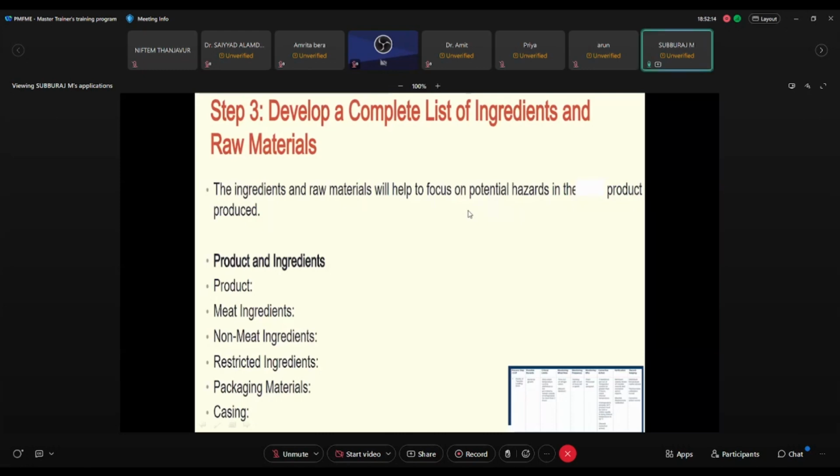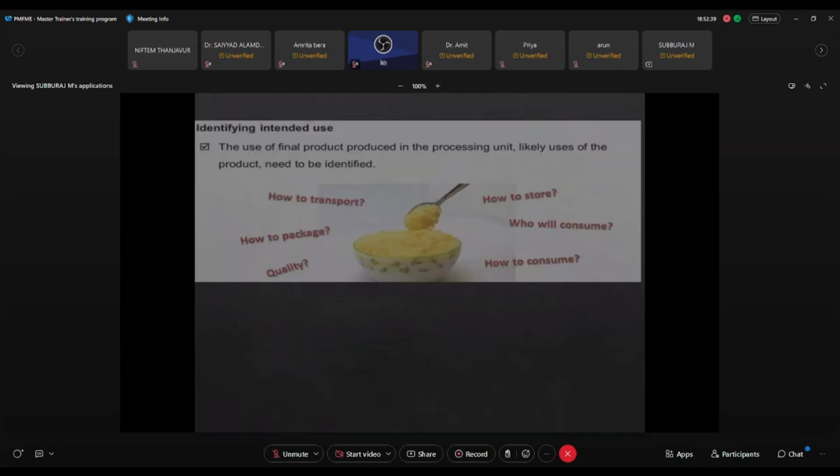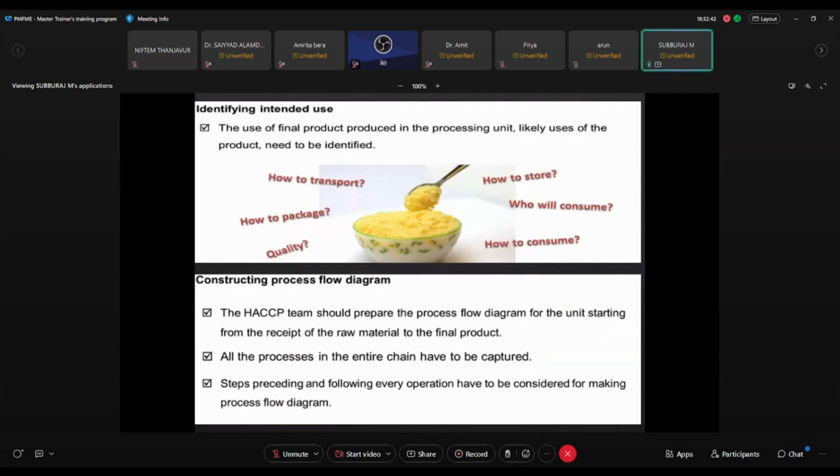If you are adding any other minute things, small spices, if it is a major quantity then it may be a raw material. Otherwise, small things like flavors are ingredients. So these things you have to mention very clearly accordingly. Okay, so I already told you to identify the intended use.